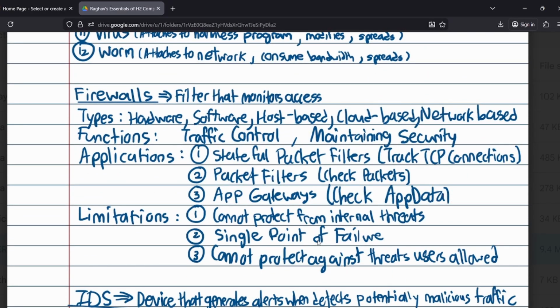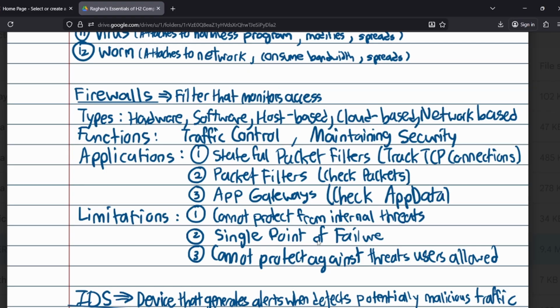Firewalls. Firewalls are filters that monitor access. The types: hardware firewall, software firewall, host-based, cloud-based, and network-based. What do they do? They control traffic and maintain security. The applications: stateful packet filters, and app gateways which check app data. The limitations: you can't protect from internal threats. So if someone inside your system, beyond the firewall, codes a virus and releases it, you can't really do anything.